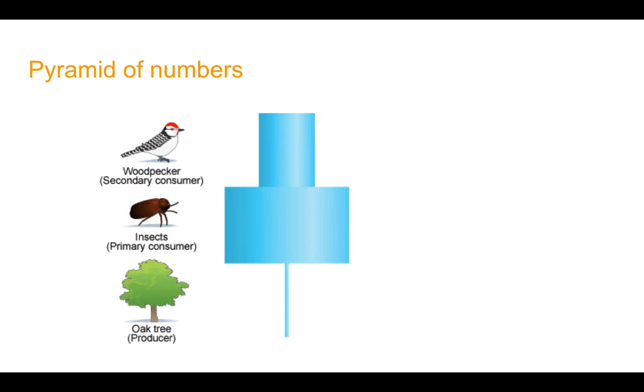Here's another one. Again, an oak tree. One oak tree might have a lot of insects on it, and a lot of those insects are then eaten by woodpeckers. So, again, with one oak tree, the pyramid of numbers does not look like a typical pyramid.